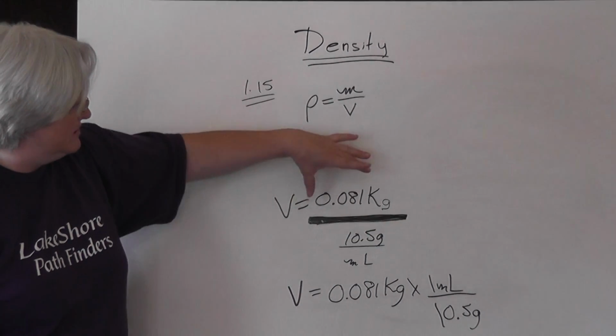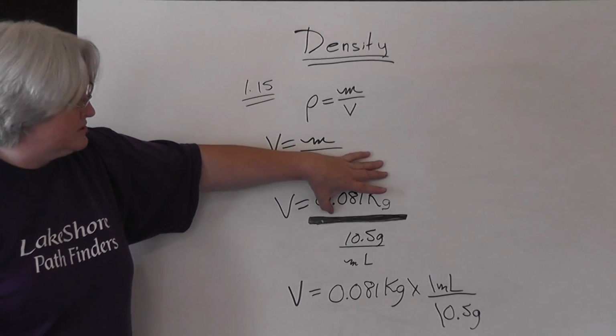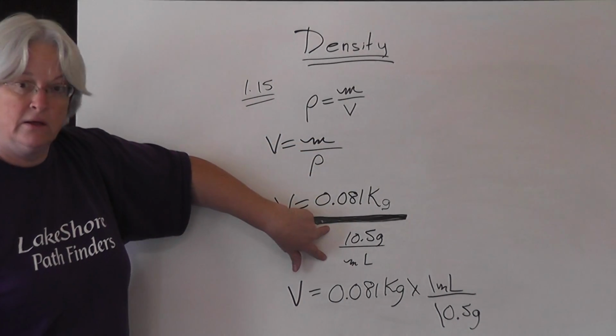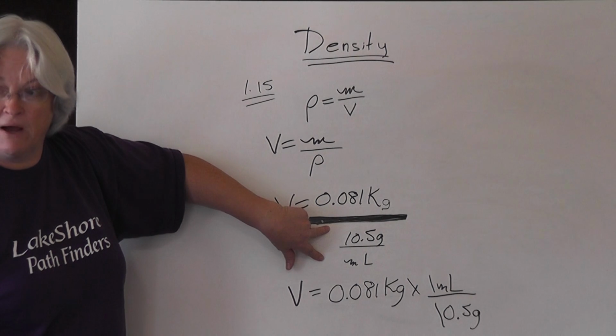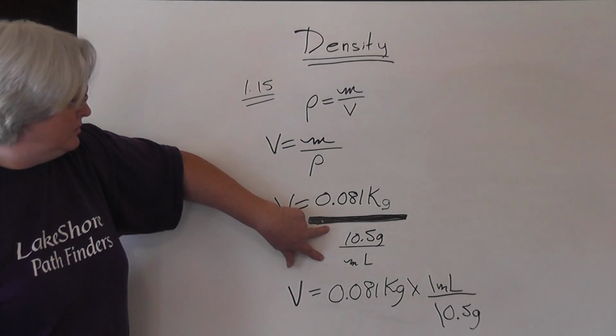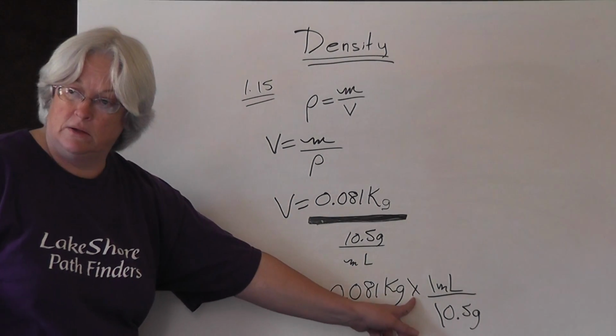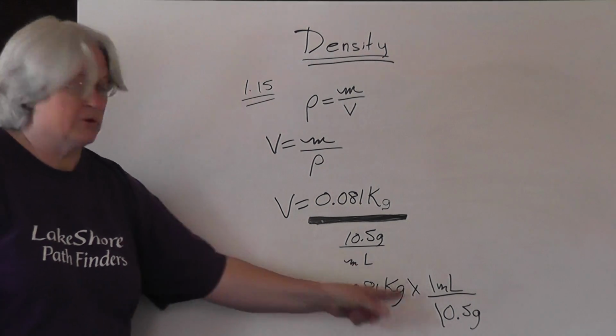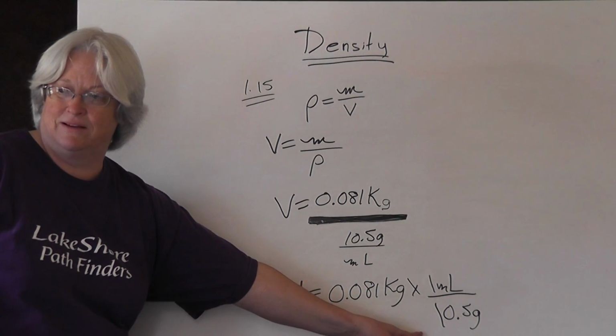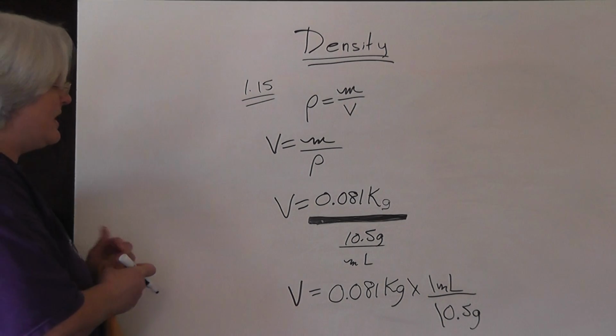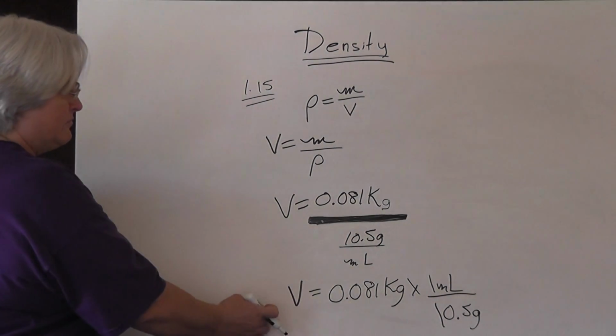So what you have is 0.081 divided by a fraction. You don't want to divide by a fraction. You want to multiply by the reciprocal of whatever that fraction is. Okay? So now we're going to find volume.